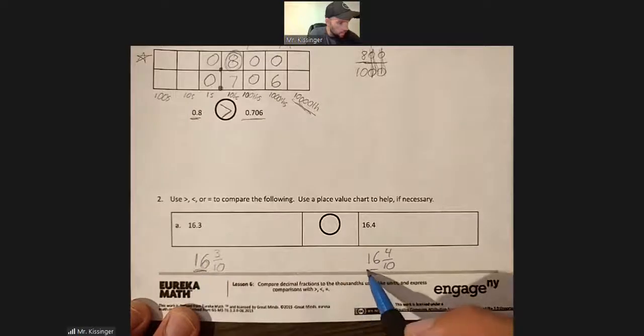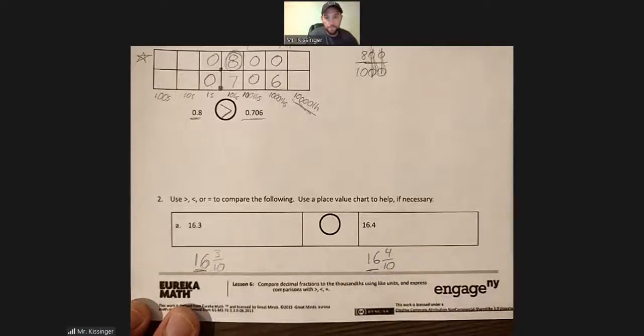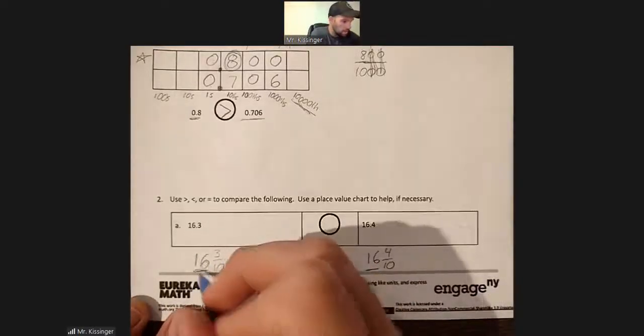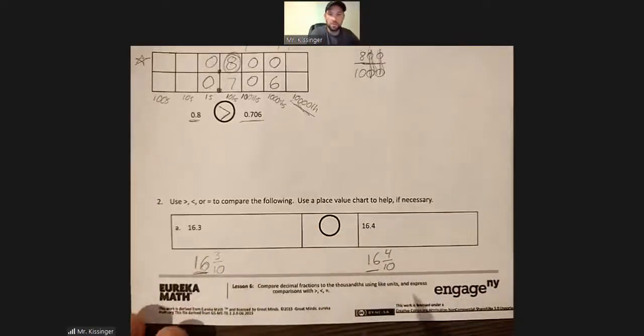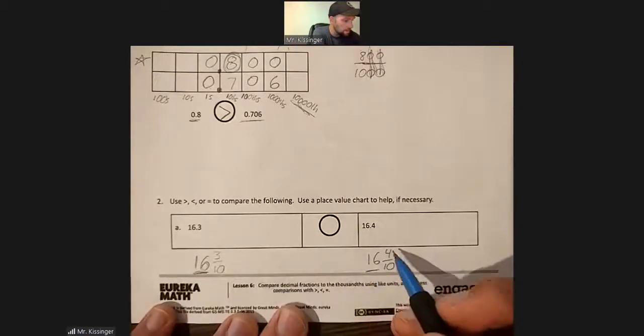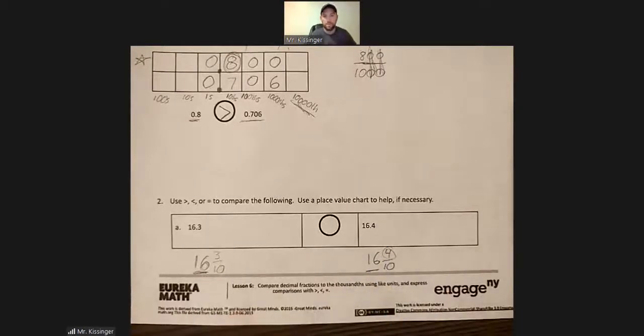So let's move to our fractional part here, 3/10 or 4/10. Which is greater? Well, we look to our numerator. If the denominators are the same, the greater numerator is going to be the greater number. So 16 and 4/10 is more than 16 and 3/10.